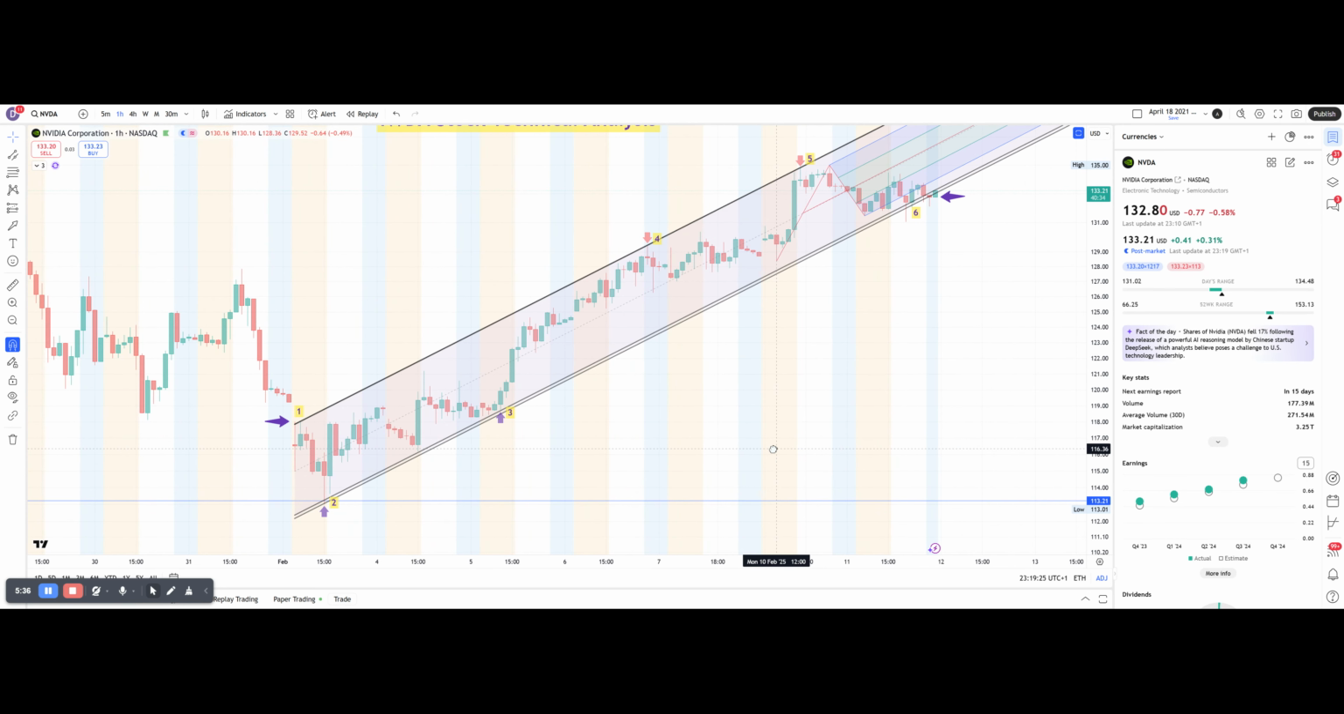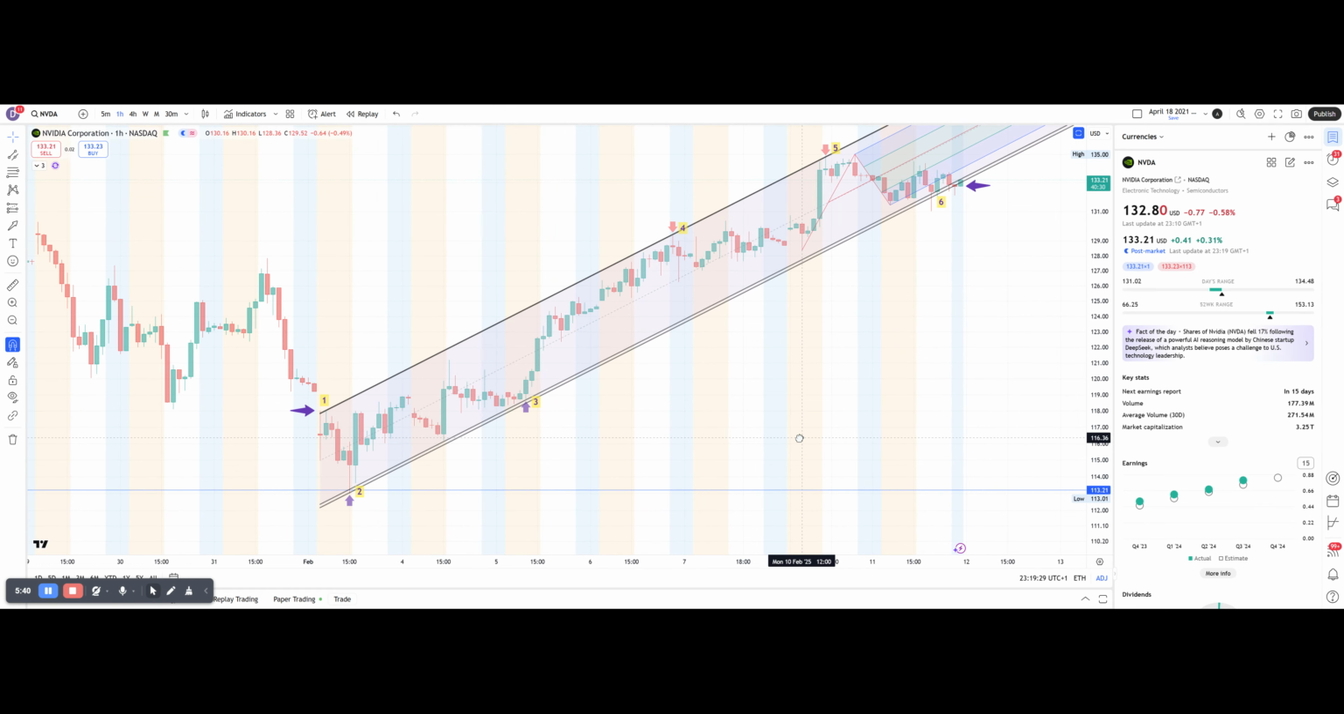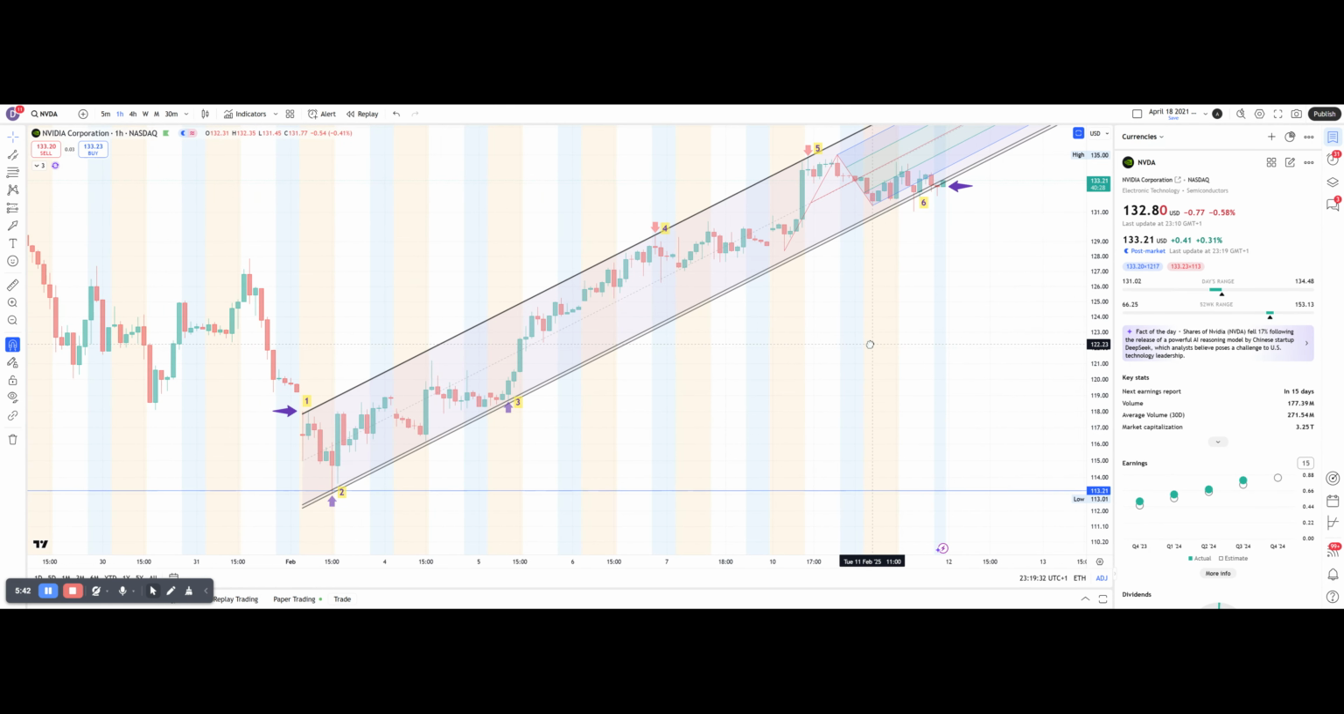And in about 3 weeks or so, we have earnings, so it would make sense that things would cool down. You could also, by the way, take this high, the same high, and put it over.